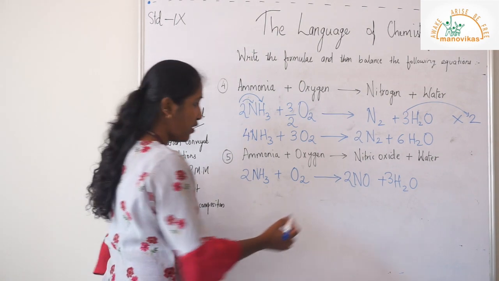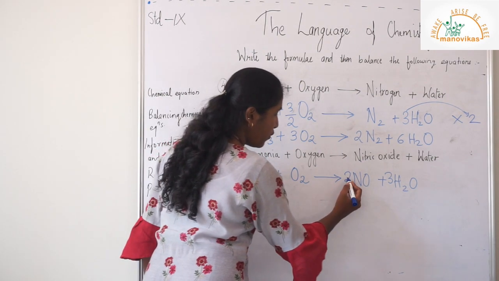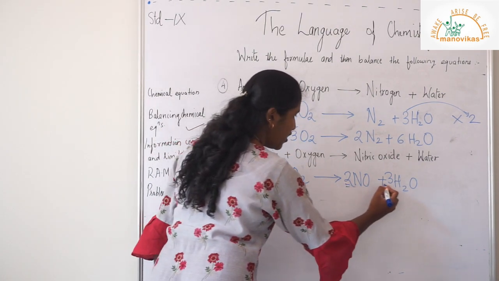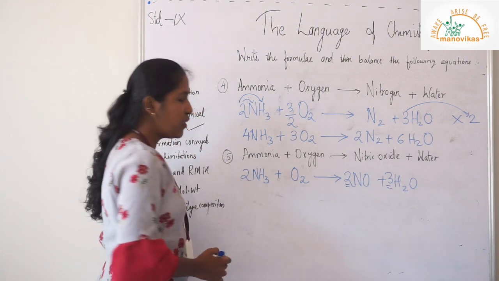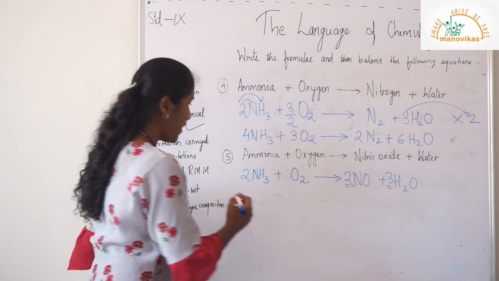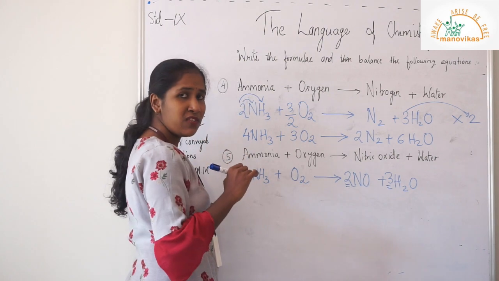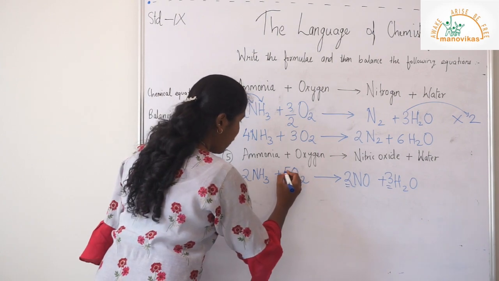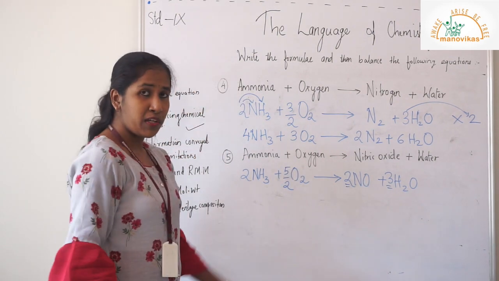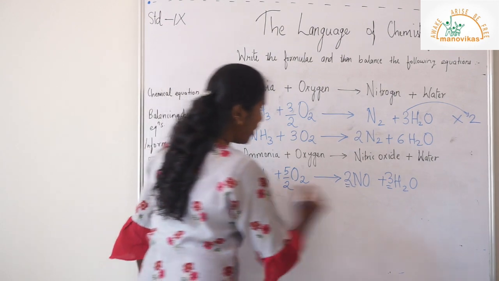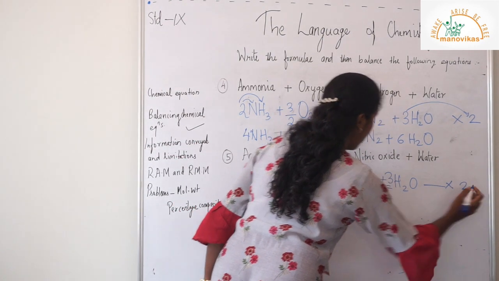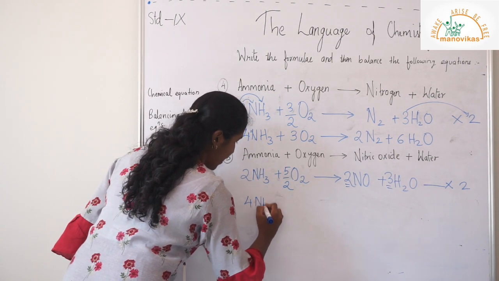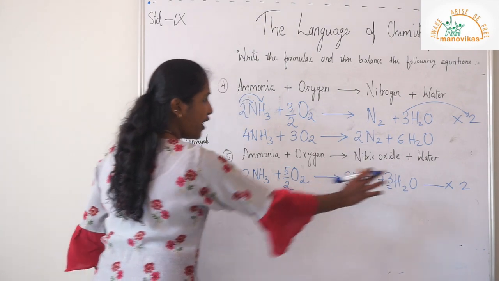But what about oxygen? Oxygen is over here 2 and over here 2 and 3, which equals 5. I have to only change the coefficient value. So in order to make it 5, I will write it as a fraction. Here you already have 2 and you have to make it 5. So it will be 5 upon 2. So are you going to keep it as a fraction? No. We will multiply the entire equation by 2. So that 2 into 2 will be 4 NH3 plus 2 and 2 will get cancelled.